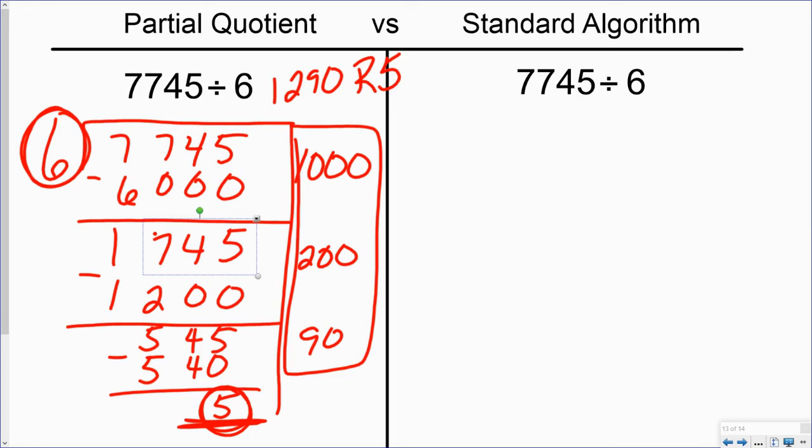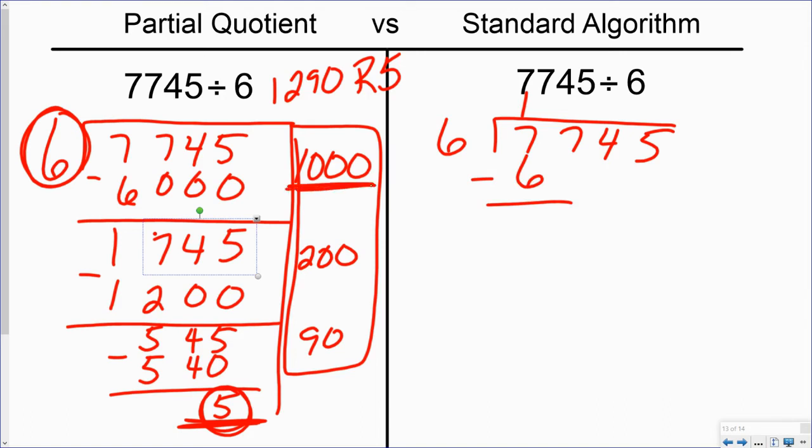Now on this side, set it up again the same way. 7,745. And again, we're going to work through it just like we have with the rest of them. 6 goes into 7 one time. Subtract my 6. And again, that represents this 1,000 right here. Gives me 1 left over. Bring down my 7. Goes in there 2 times. And again, that's representing that 200. So I subtract 12. And that gives me 5 left over.